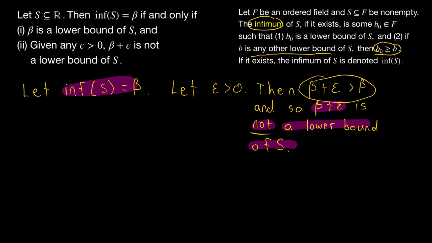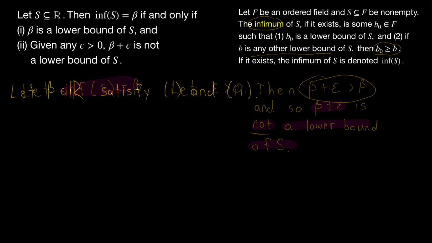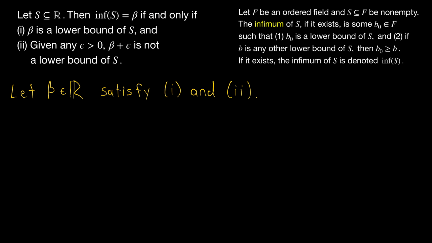Next, we want to prove that if beta satisfies these two conditions, then it is the infimum of the set by the original definition. So we say let beta be a real number satisfying conditions 1 and 2. It's a lower bound of our subset S, and given any positive number, if we add that positive number to beta, we do not get a lower bound. By condition 1, of course, we have satisfied the first condition of being an infimum. It is a lower bound.